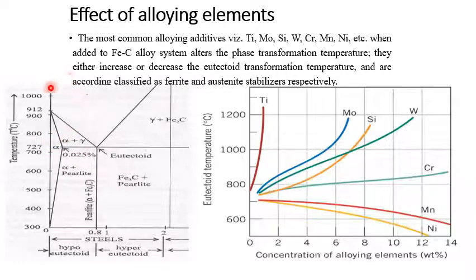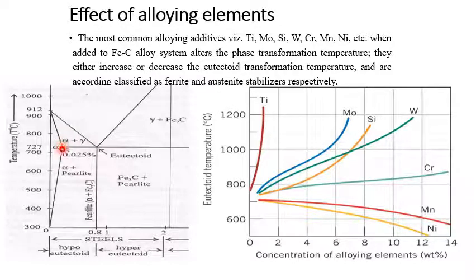Okay, that means the area in which austenite is present will be lesser. So that is the effect of this. You can say nickel will decrease the eutectoid temperature, and titanium will increase it. As it increases the eutectoid temperature, the ferrite which exists at room temperature can even exist at a high temperature, but without these alloying elements, the ferrite will not be stable above 727.